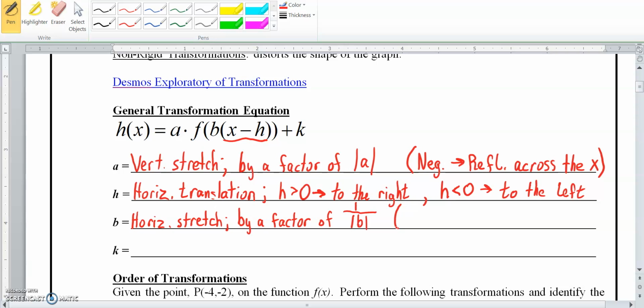Some people would call shrinking a compression. So in that case, yes, it's positive. It is by a factor of 1/2 if that b is a 2. Now, what we also have to account for is that if b happens to be negative, so -2, it does have an effect on the graph. If it's negative, we then reflect across the y.